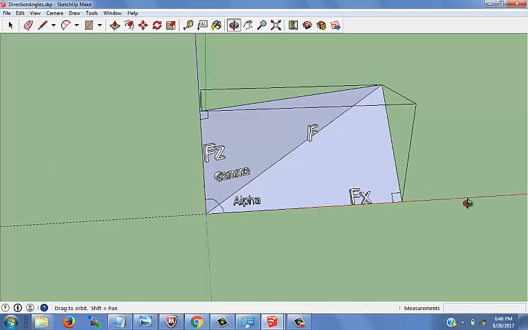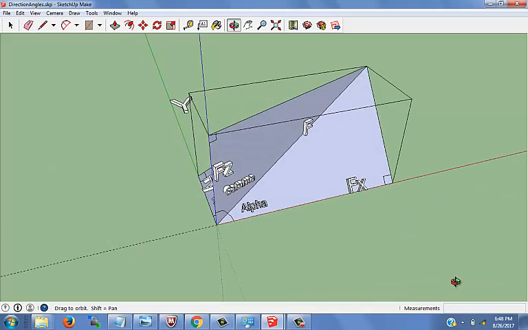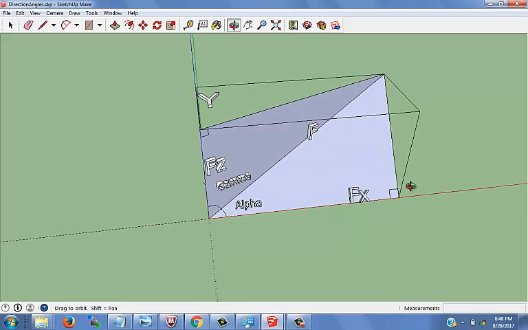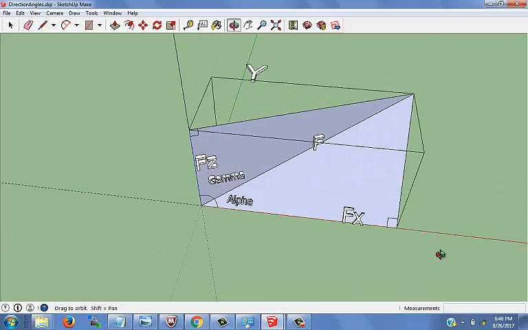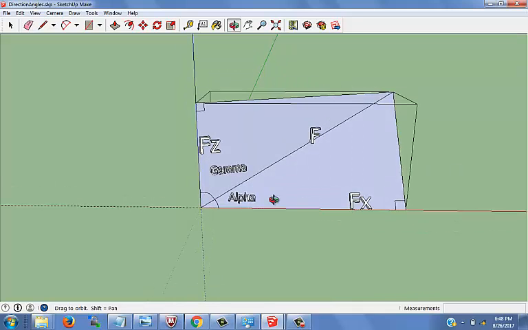And this is why the cosine relationship applies to these vectors when you've got this alpha angle here going between the force vector and the x-axis. Then, because this is a right angle, you can easily deduce that the cosine of alpha is the adjacent over the hypotenuse, right? So cosine of alpha equals fx over f, and therefore fx is f times the cosine of alpha, right?